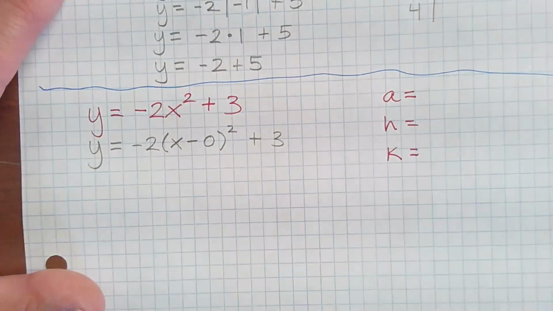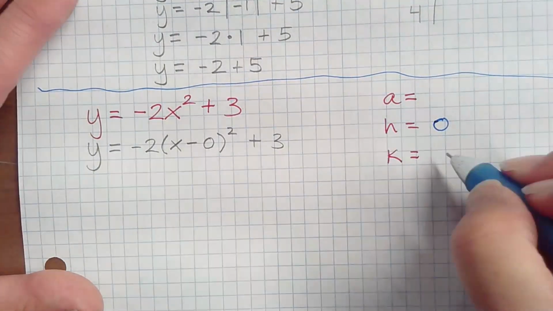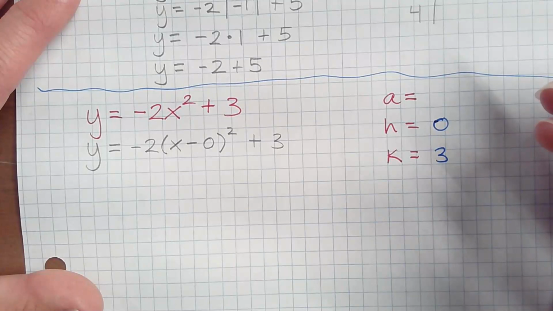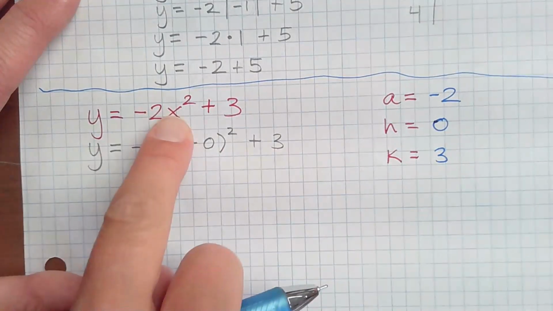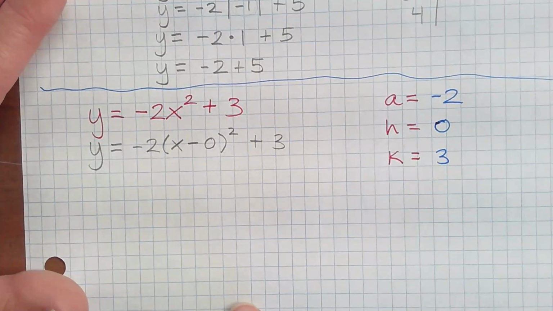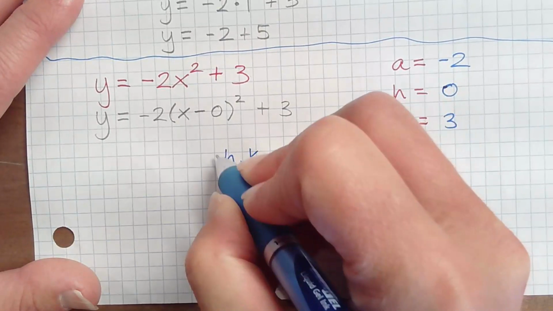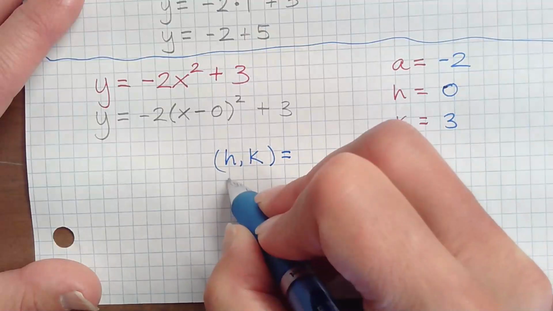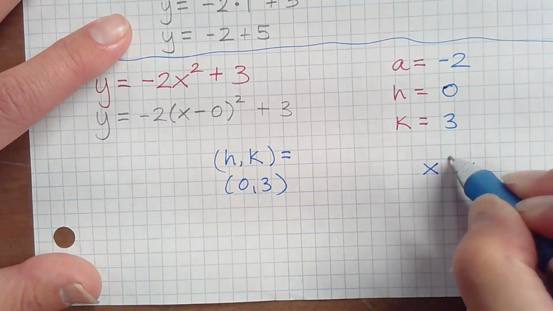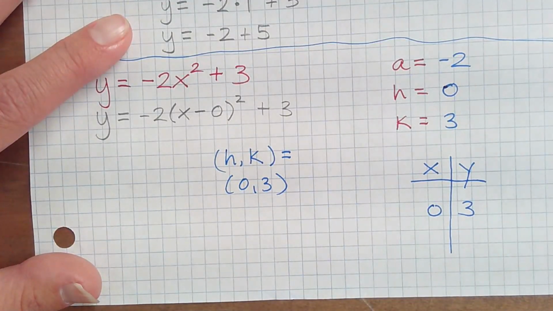So now we know, what is my h again? 0. What's the k? 3. What's a? -2. A is just whatever's in front of the squared part, which is -2 again. Okay, so let's go ahead and graph 0, 3. So I'm going to make a note that my hk is equal to 0, 3. So in that case, it's an intercept. Let me make an x and y table. 0, 3 is in the middle because that's my vertex. Let's go ahead and graph it.